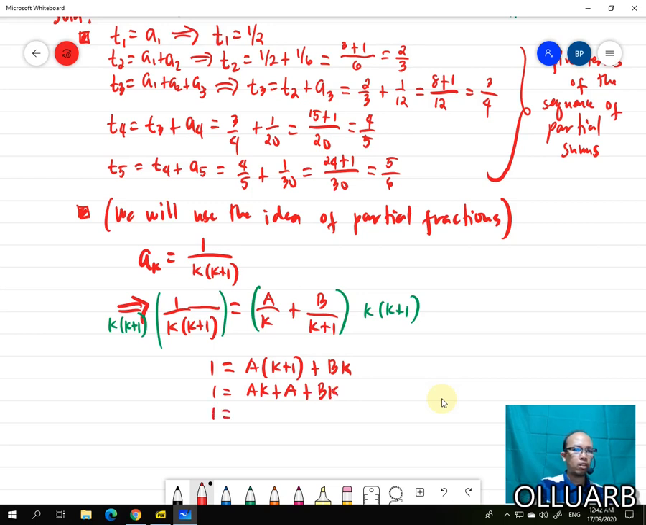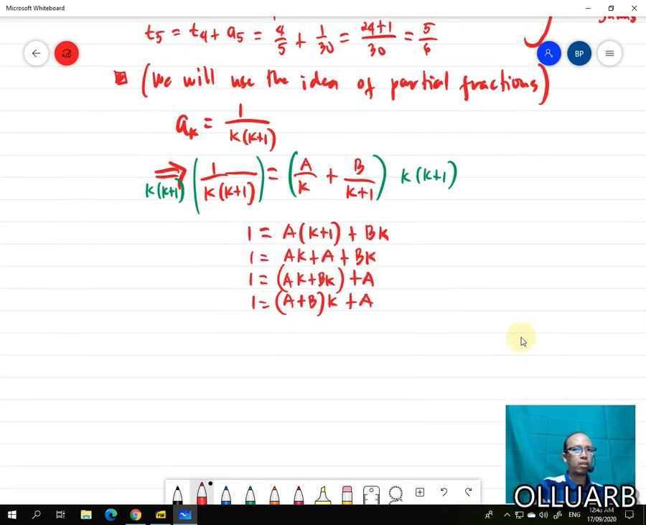Then combine the similar terms: ak plus bk plus a, so 1 is equal to, factoring out k, a plus b times k plus a. What happened here is we have two equations, so we can equate: a plus b is equal to 0, and a is equal to 1.